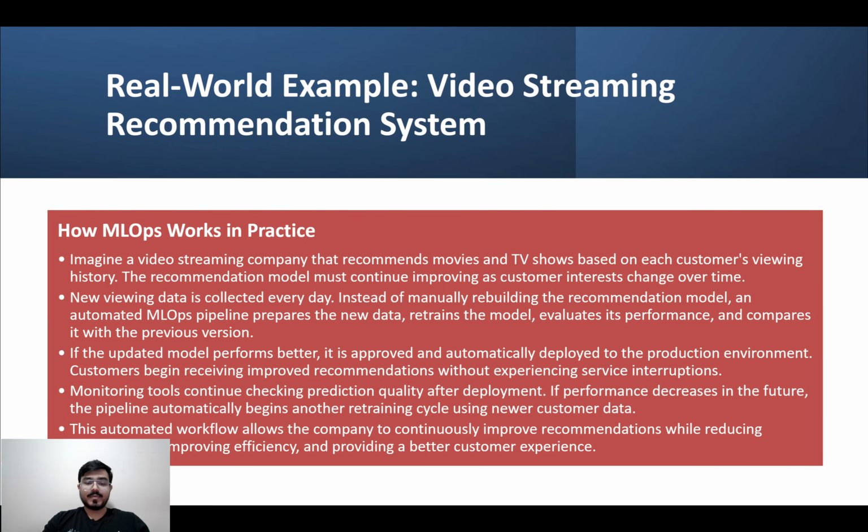the work. The pipeline first collects the latest viewing data, then it prepares the data and trains a new version of the recommendation model. After training, the model is tested to make sure it performs better than the previous version. If the results are good, the model is approved and automatically deployed. Customers immediately begin receiving improved movie and TV show recommendations without even noticing that the system has been updated.